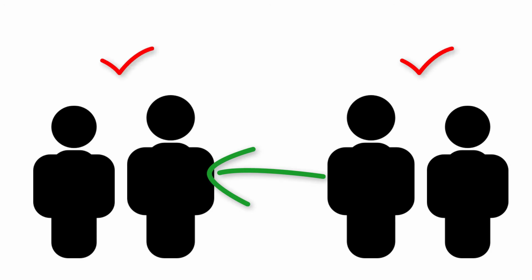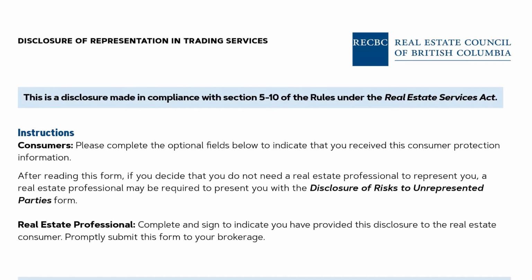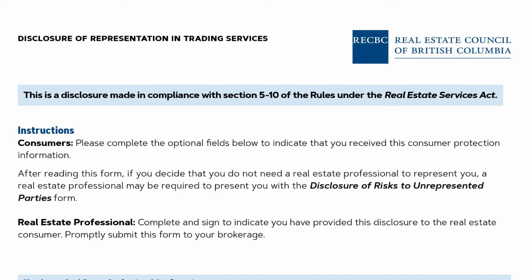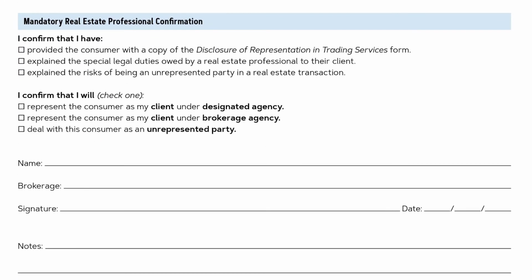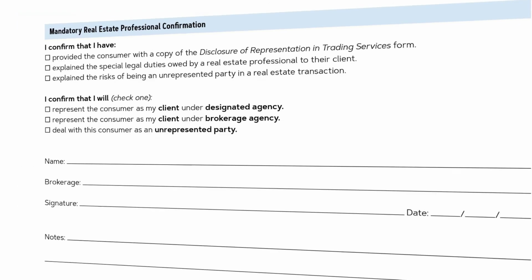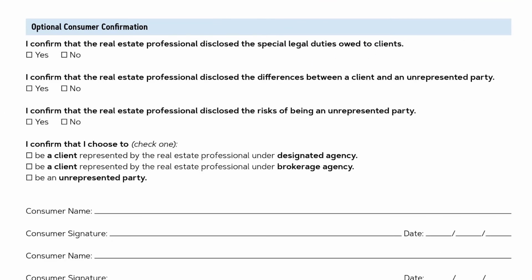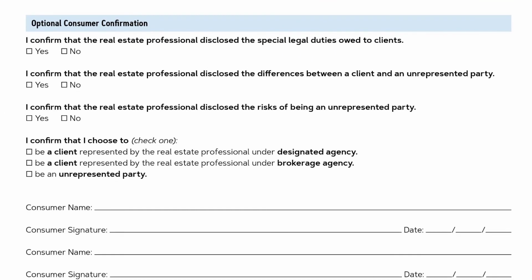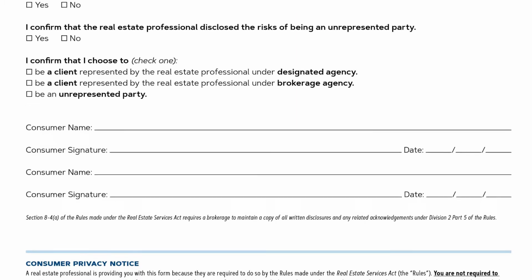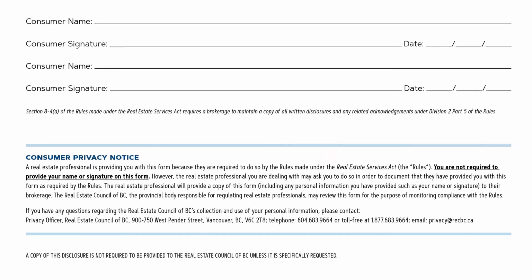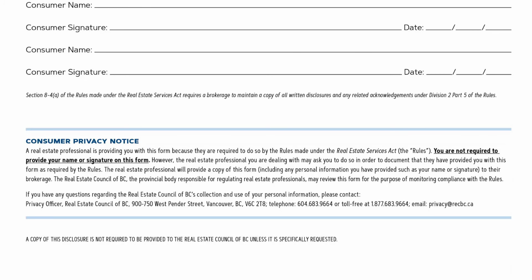The purpose of the last 2 pages of the Disclosure of Representation and Trading Services form is to document that the disclosure has been made to you, the consumer, and it includes a mandatory checklist and name signature field that the licensee will complete. It also includes an optional checklist and name signature field that may be completed by the consumer. Our brokerage requires that any time we're providing trading services, the form must be completed by the consumer.